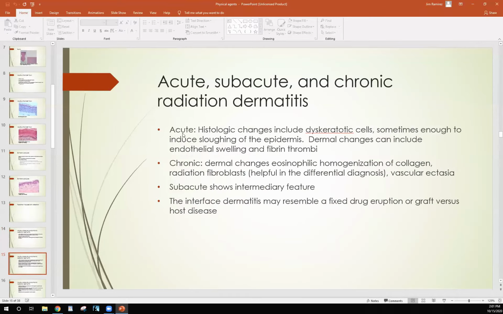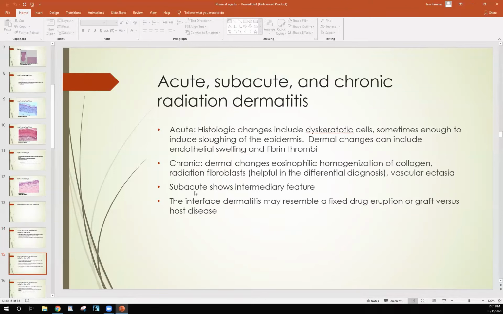Histopathologically, in the acute variant, you can see dyskeratotic cells, and often you can have enough injury where you get sloughing of the epidermis. Dermal changes are milder, but you can have some endothelial swelling, some fibrin thrombi. And as I was saying earlier, in the chronic variant, you get this more eosinophilic homogenization of collagen. And as I've said a couple of times already, this radiation fibroblast, which is very helpful in the differential diagnosis. Also a little bit of vascular ectasia.